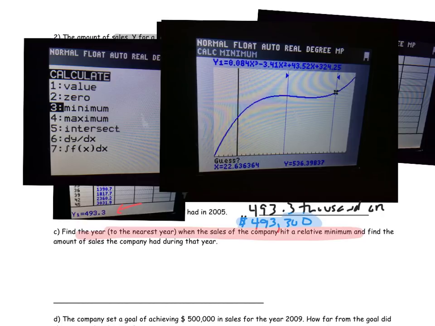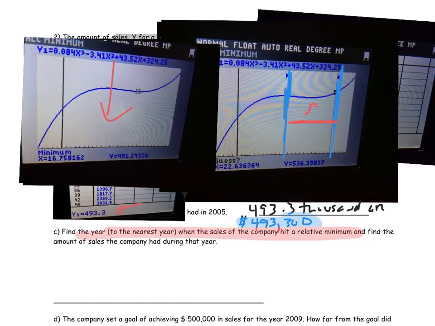So hopefully you see on my graph, I chose my left bound to be here, my right bound to be here. So now my calculator is looking in between those points for that relative minimum. And then when it says guess, all I do is press enter. And here's what my minimum turned out to be. The question said, find the year when the sales hit the minimum and find the amount of sales. So we're going to round to the nearest year. So 16.7, x is the year, so we're going to round to the nearest year, that's 17.